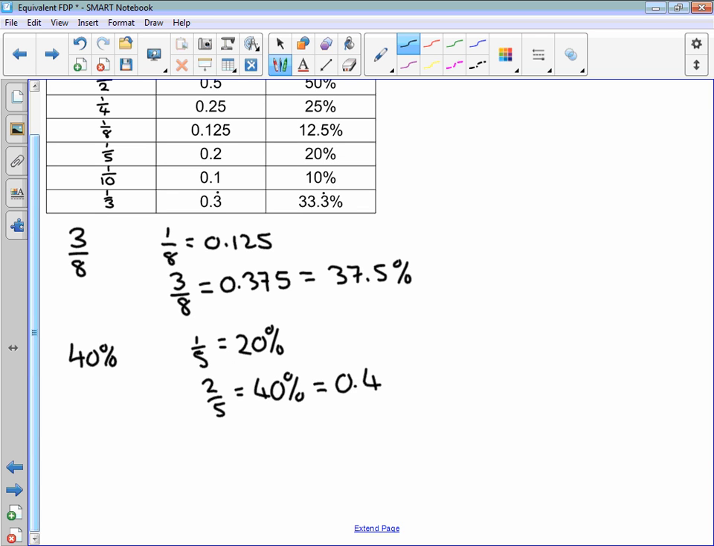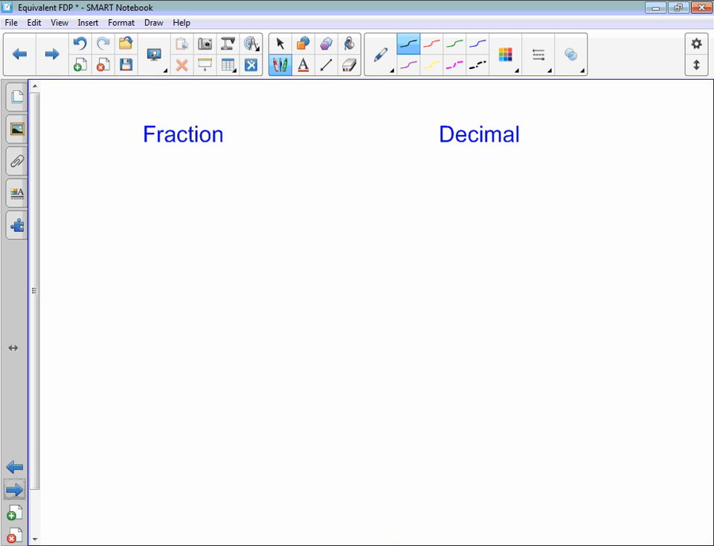If we look at 2/3, we know that 1/3 is 0.3 recurring. So for 2/3, we need to double that, so we get 0.6 recurring, which is 66.6 recurring percent. That's nice when we've got denominators that we recognise. Now we need to look at what happens in general.